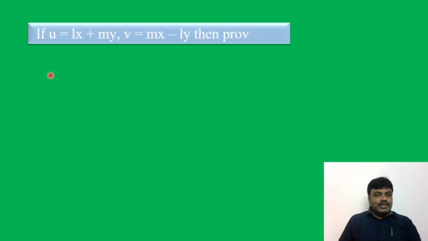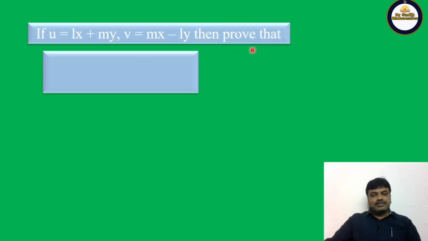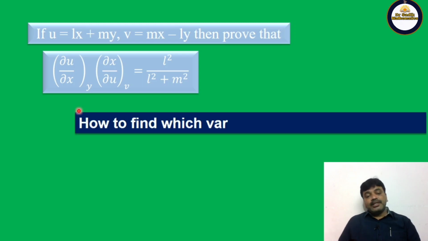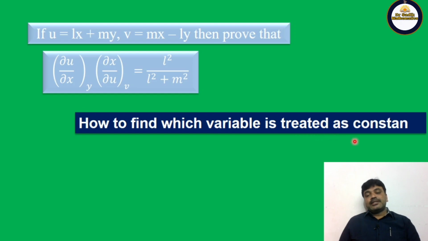If u is equal to lx plus my, v is equal to mx minus ly, then prove that (∂u/∂x) at y, (∂x/∂u) at v, is equal to l² by l² plus m². Whenever you find ∂u/∂x and ∂x/∂u, which variable is treated as constant? How do we find which variable is treated as constant? Because we have four variables here. Let us see the concept.